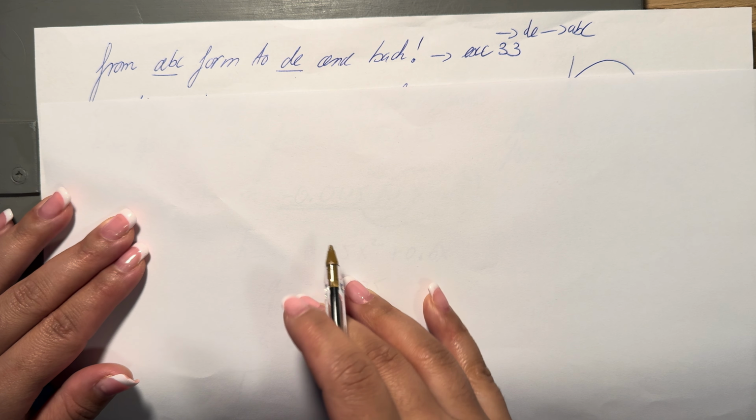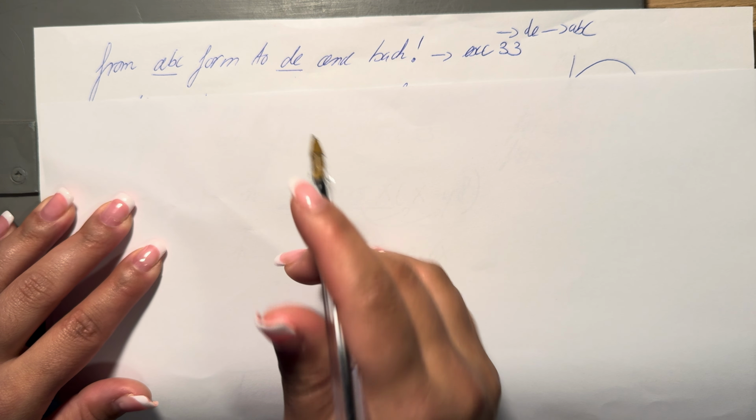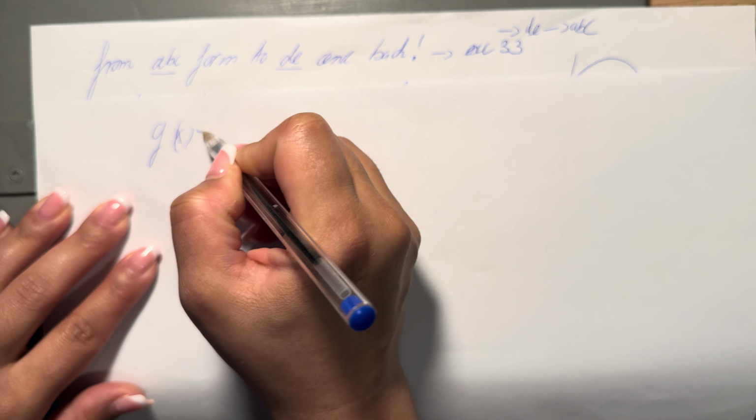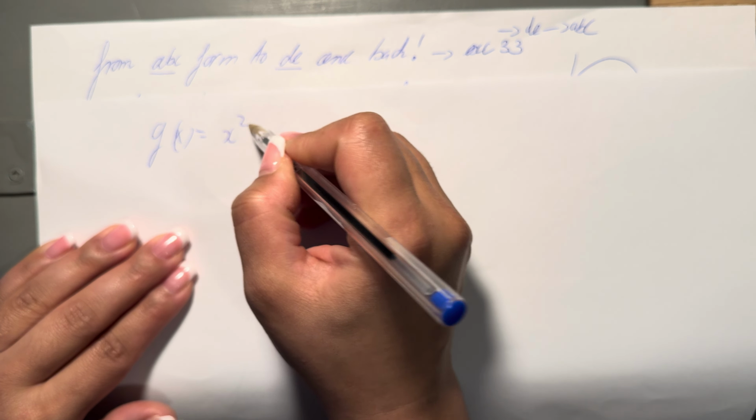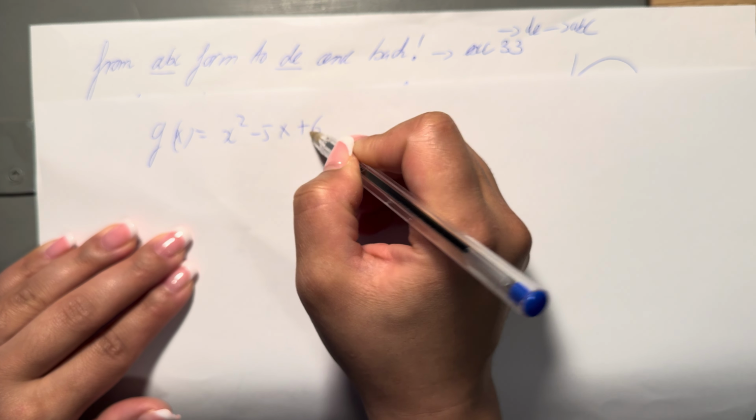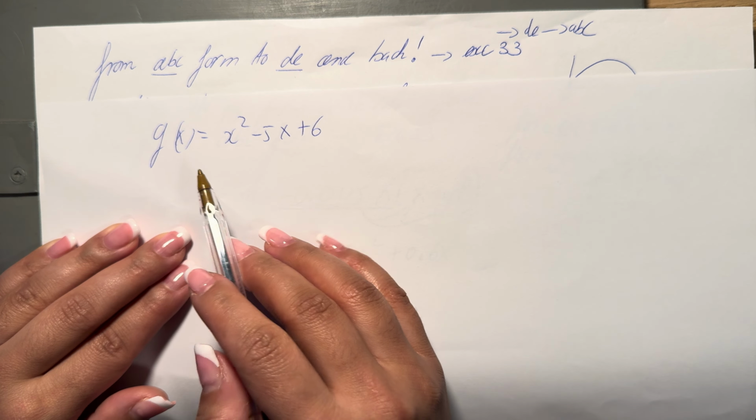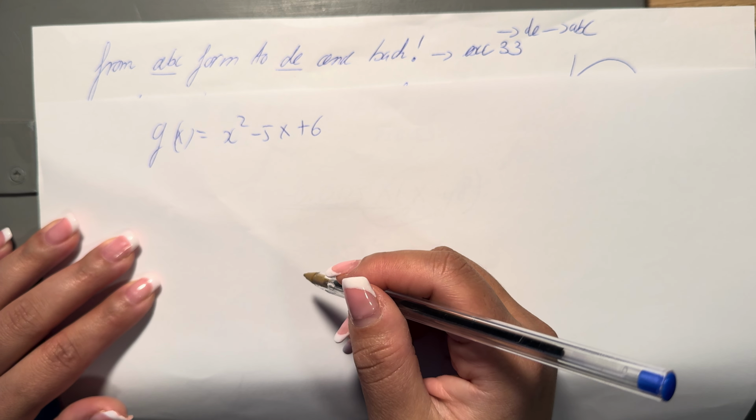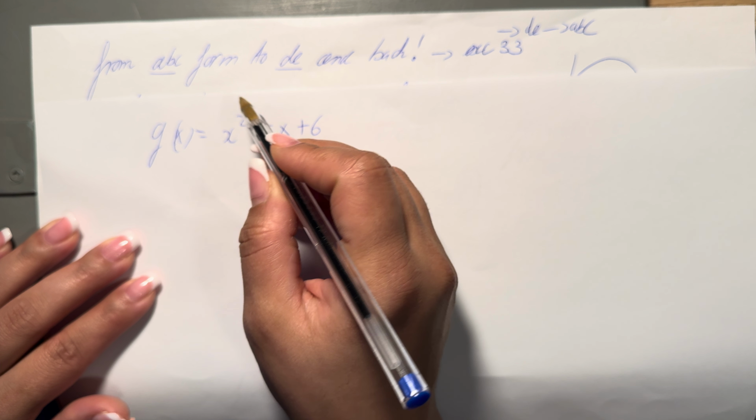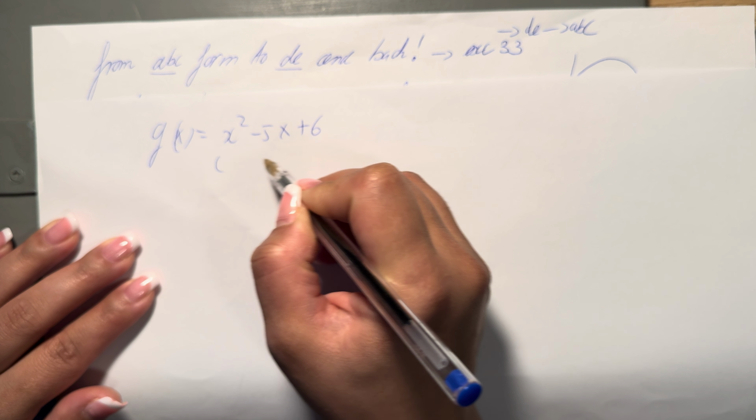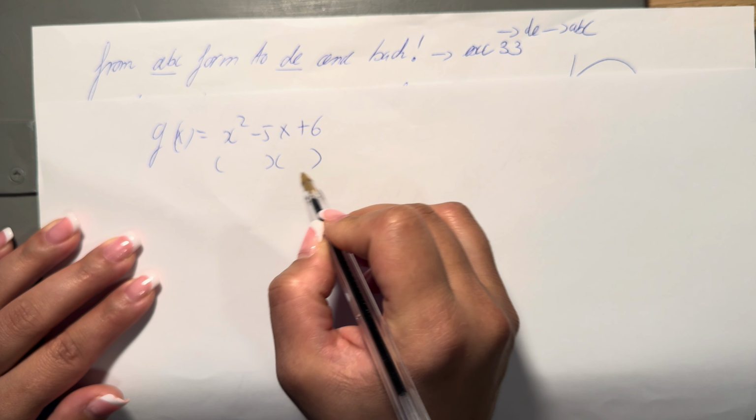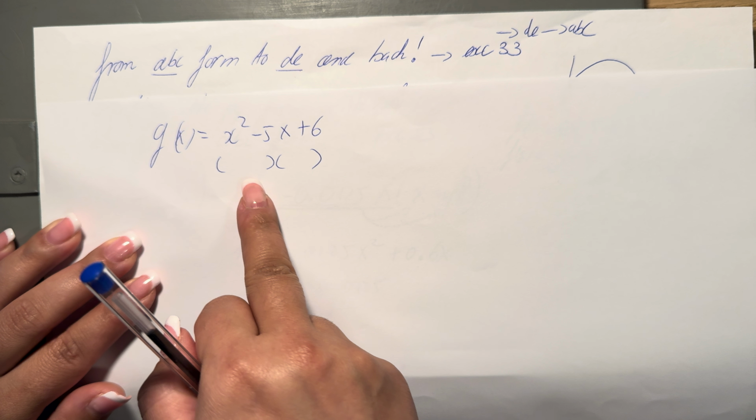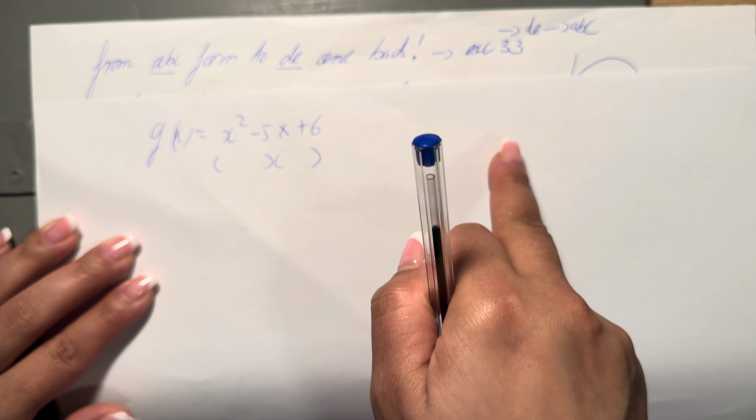Let's go now from the ABC to DE. So let's just write down a formula: x squared minus 5x plus 6. Now, this is the ABC form. To make it into the DE form, we can definitely do that by actually already putting in between brackets what this is already, the expanded version.